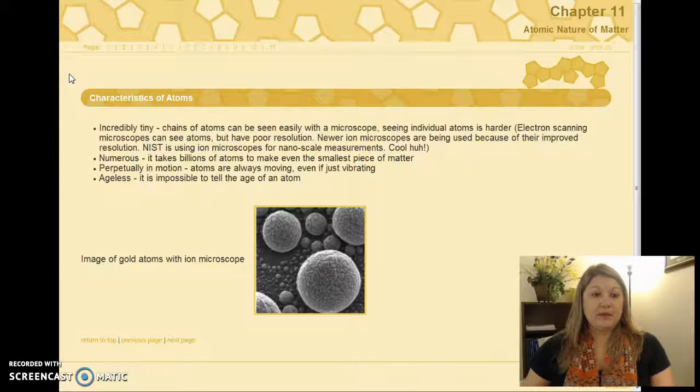Atoms, as you've probably heard throughout your education, are incredibly tiny. You can't see them individually unless you have a really high-powered microscope. Ion microscopes are the latest and greatest thing used by NIST and DC to research nanoscale measurements of atoms. Atoms are plentiful, so numerous. It takes billions of atoms to make up the tiniest little piece of matter. They're always moving, whether in flux or just vibrating in place. And they're ageless. It's impossible to tell how old an atom is.